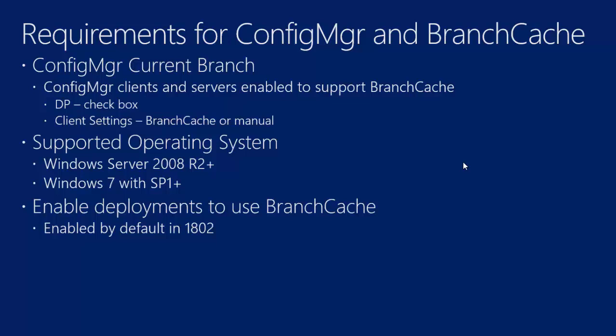And then enable your deployments to use branch cache. So that's something you had to do. It was checked by default. But in 1802 forward of Config Manager Current Branch, that is not even an option on deployments any longer because it is turned on by default. The expectation is if you have branch cache enabled, you want to use it. And so don't require selecting it on deployments, right? Make it a default enabled thing on deployment. So it is, and you won't see that check mark in 1802 forward.